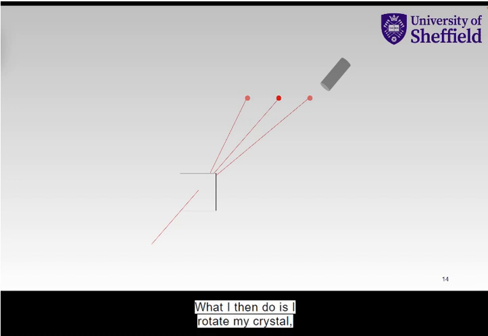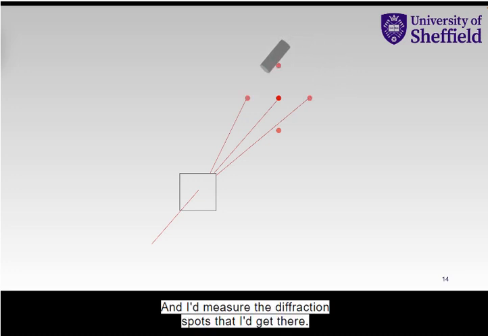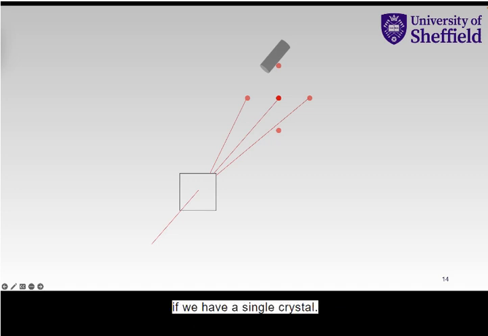What I then do is rotate my crystal, and that would essentially rotate the diffraction pattern I have on the screen as well. I would then move my detector around in an arc and measure the diffraction spots that I get there. And so I'd gradually build up a picture of my total diffraction pattern. That's obviously useful and a good way of doing things, and allows us to build up this complete diffraction pattern if we have a single crystal.